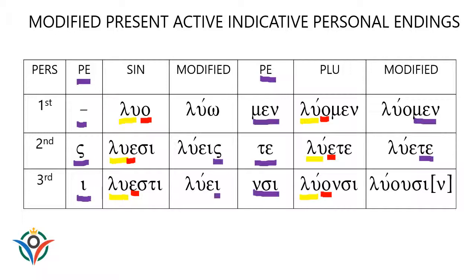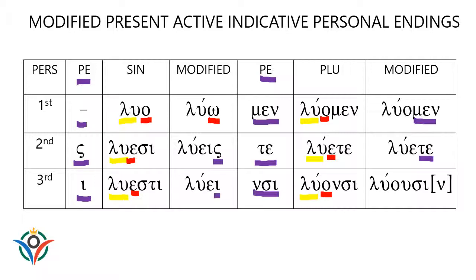Let me explain to you now some of the modifications that took place. Let's begin with the first person singular. You have lu o. The o is the connecting vowel. It's not a personal ending. And to compensate for not having a personal ending, it lengthened to an omega. So you don't have lu o, you now have the modified personal ending, which is lu omega.